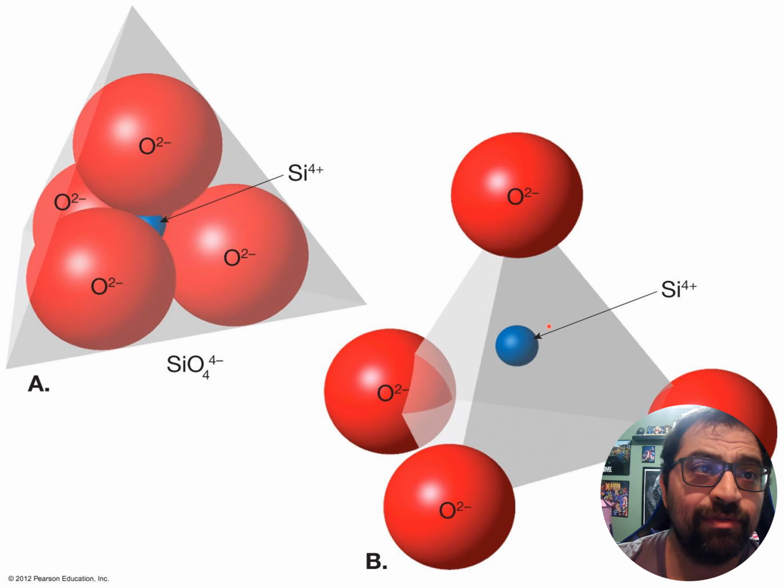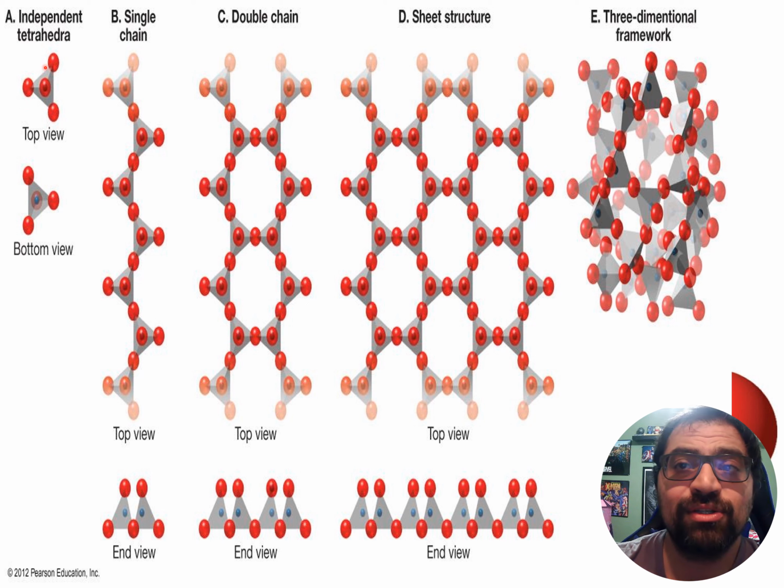Here you would have the silicon forming kind of the center of the pyramid, and then the corners of the pyramid would be these 4 oxygen atoms that are bonded to this silicon atom. And so over here in this picture you can see you have a couple of independent tetrahedra. Then you have a single chain where the tetrahedra share one oxygen.